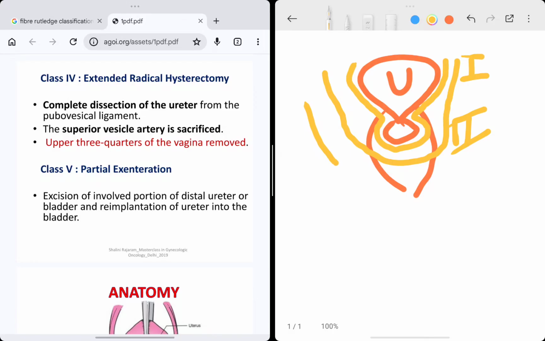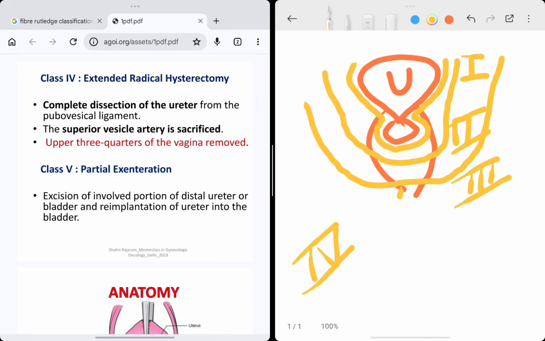If complete or minimal part of vagina is left and all the parametrial tissue is removed, then this is type 3 hysterectomy. If the ureter is removed at the level of the superior vesical artery and all paraurethral tissue is removed, completely mobilized bladder, then this is type 4. And when there is also resection at the level of bladder and distal ureter is also removed, then this is type 5, also known as the pelvic exenteration surgeries.